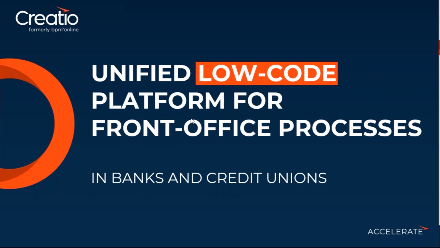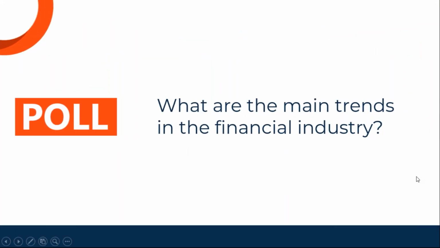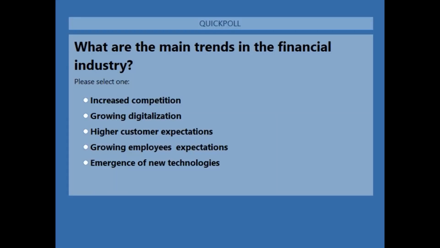Thanks, Corey. So I'm very excited to talk about what are some of the main trends in the financial industry that is causing digital disruption or digital transformation, particularly in the banks, right? So before I get into specifics about the actual trends, let's start off with a quick poll. In particular, we are looking at competition, digitization, consumer expectations, and also employee expectations, and not to mention the emergence of new technologies. So before I go further and elaborate on that, let's have the audience vote on that.